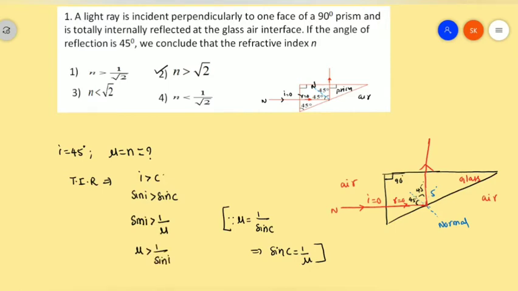What is the value of I here? Sin 45, which is 1 by root 2. So we finally get nu greater than 1 by (1 by root 2), that is nu greater than root 2. But the refractive index is given as n here, so n is greater than root 2. It is the condition for total internal reflection. That means in the given options, the second option is the correct option. This is the solution. Let us go for the second question.